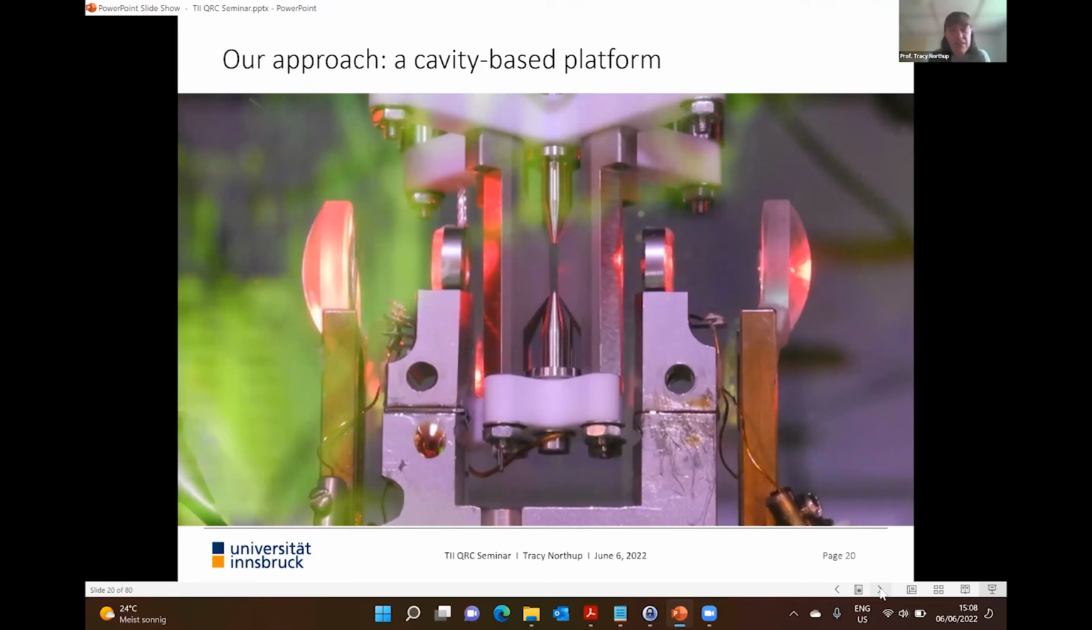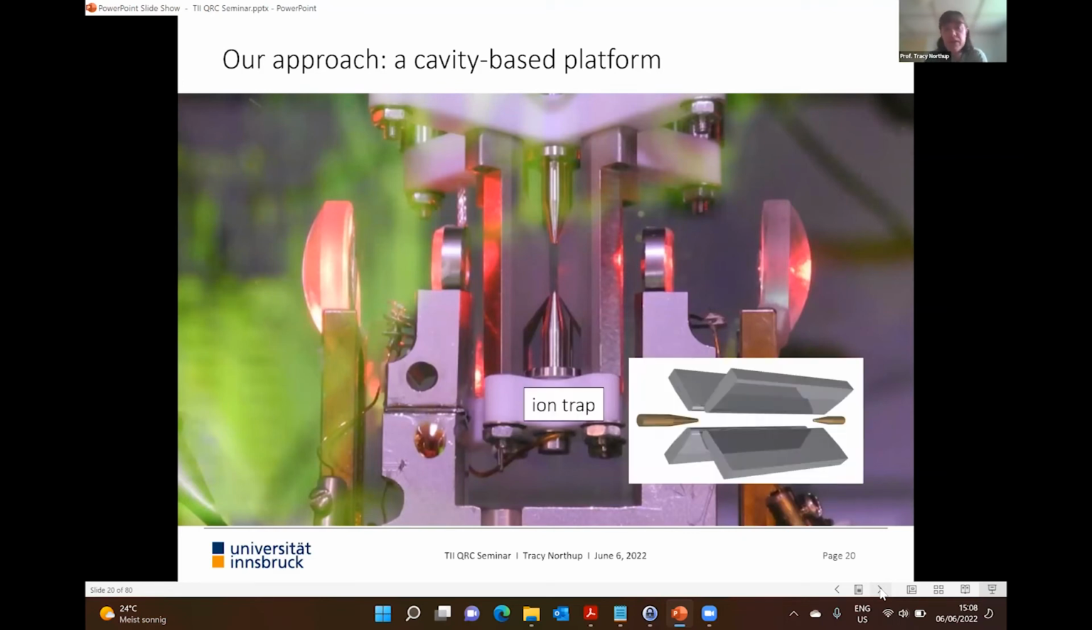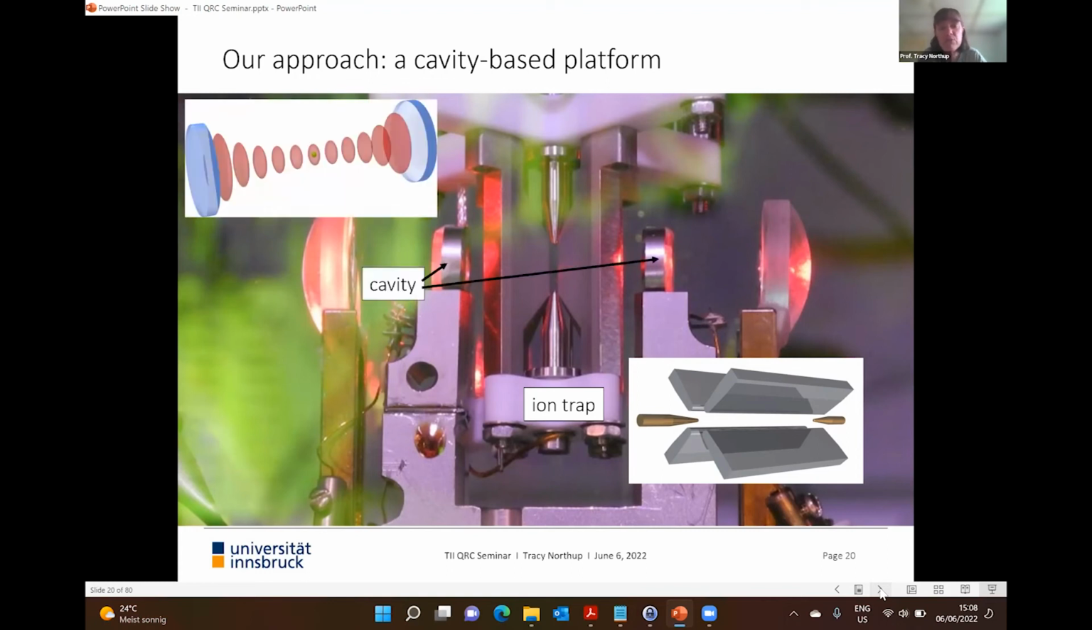We're working on a cavity-based platform. So what I'm showing you here is an experiment in my group where we're using an ion trap, and that's right there in the center of the photograph. It's tilted by 90 degrees from this little schematic that you see here. But the idea is that we apply radio frequency voltages to these blades, and that's providing the confinement for a single ion or multiple ions.